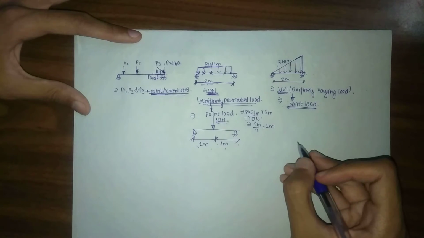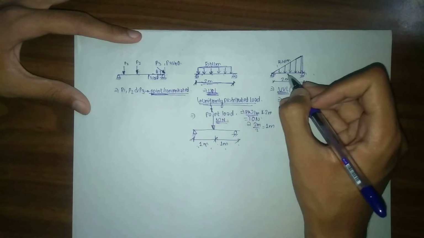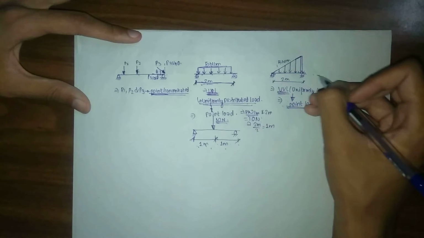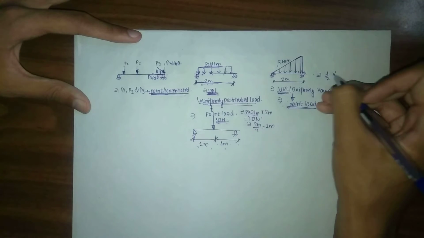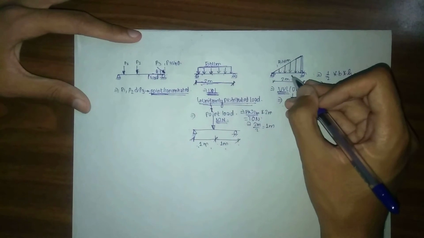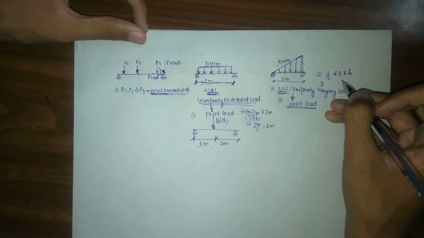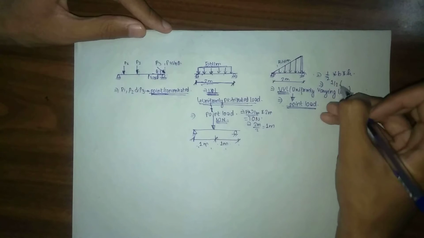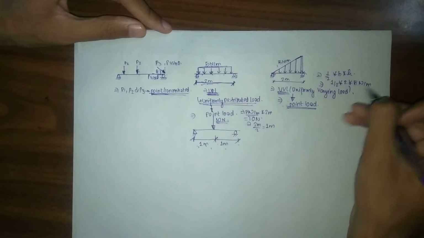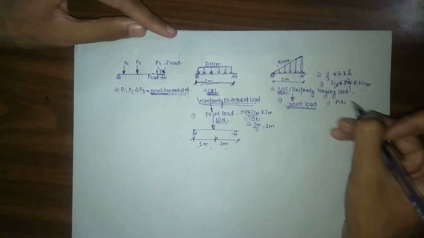And in order to do that, as you can see, this resembles a triangle, rather a right angle triangle. As you know, the area of a right angle triangle is given by 1/2 into base into height, and in order to convert it into a point load, we apply the same formula: 1/2 into base of 2 meters and height of 5 newton per meter. If you cancel 2 and 2, we get 5 Newton.